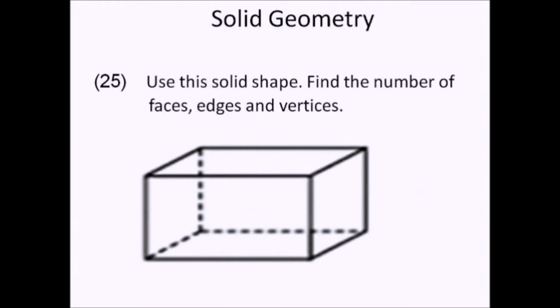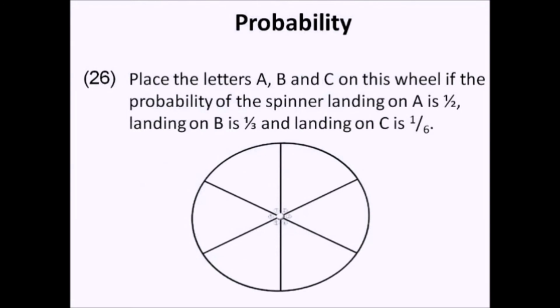Number 25, solid geometry. Use the solid shape, find the number of faces, edges, and vertices. I will not tell you what these words mean. You should know. If not, if you'd watch a previous test, you would know. Faces, edges, vertices. What do you count? You should know. This is solid geometry. There you have a rectangular prism or a cuboid. Let's go.